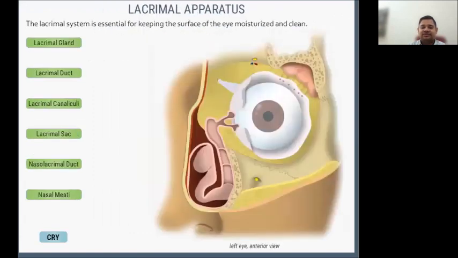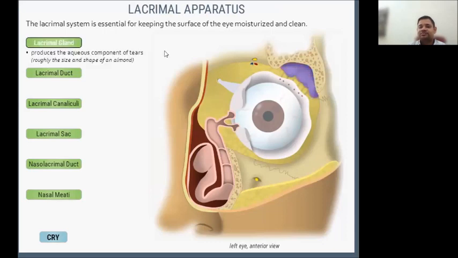Then comes the lacrimal apparatus, which is also part of the orbit. The lacrimal apparatus consists of not only the lacrimal gland, but also the drainage system of the lacrimals. The lacrimal gland, you can see this part, is present here. It produces the aqueous component of the tears. It is nearly the size of an almond, badam size.